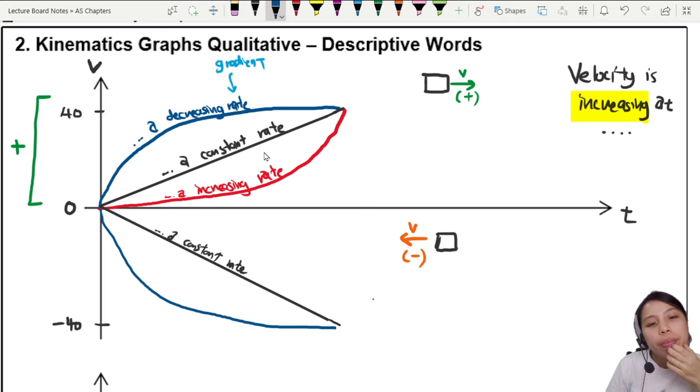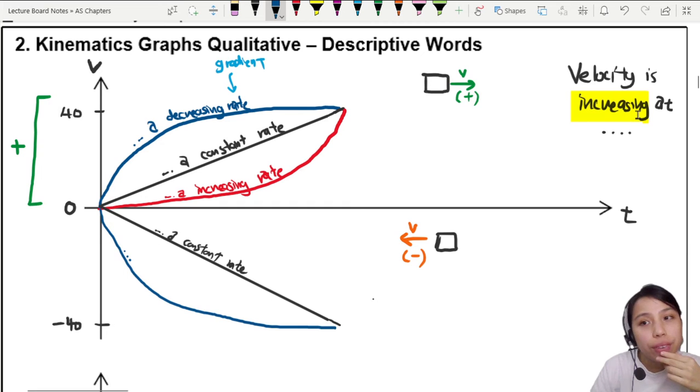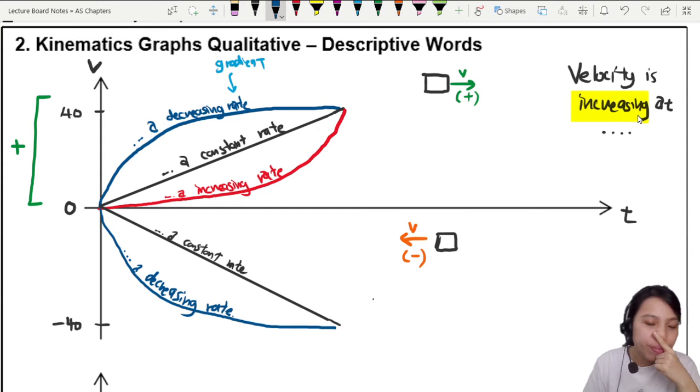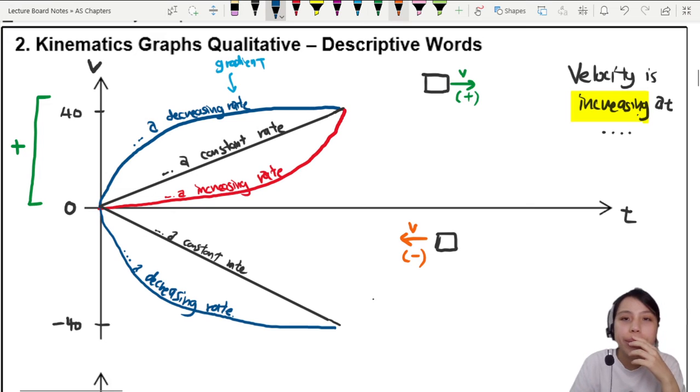Somehow hard to write. So velocity is increasing. We're still talking about increasing from 0 to 40 at a decreasing rate. There we go. Gradient is the rate, remember?